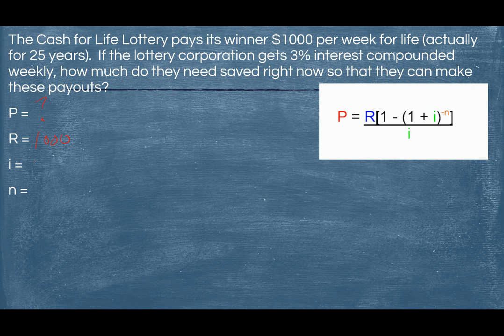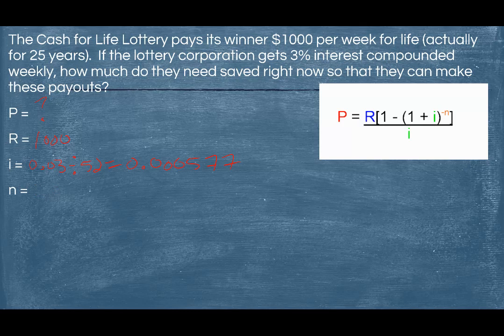The interest rate is 3%, 0.03, but it's compounded weekly. How many weeks are in a year? 52. So I got to go 0.03 divided by 52 weeks in a year, which is 0.000577. I'll leave it at that. And N is 25 years, and it's weekly. So 52 times a year times 25, it's 1,300. I just multiplied it. 52 times 25.